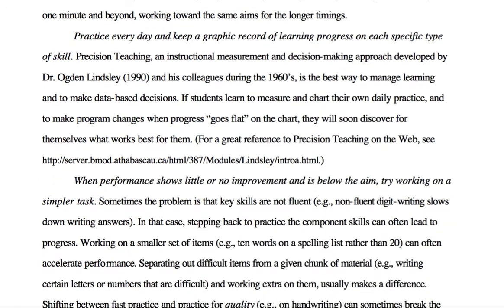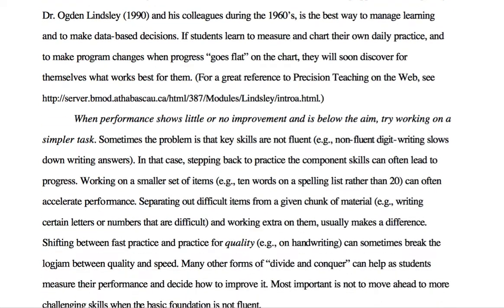Pressing on. Practice every day. Keep a graphic record of learning progress on each specific type of skill, which we do. Precision teaching, an instruction and decision-making approach developed by Dr. Ogden Lindsley and his colleagues in the 1960s, is the best way to manage learning and to make data-based decisions. If students learn to measure and chart their own progress and to make program changes when programs go flat on the chart, they'll soon discover for themselves what works best, and there's a website that you can look at.